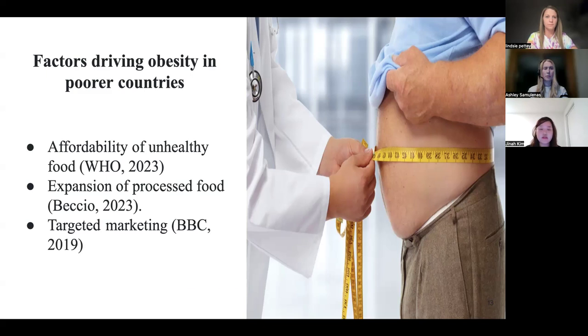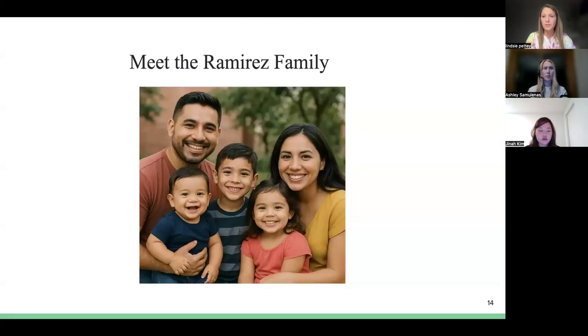Next slide, please. So in order to bring all of this together, we've put together a case study. Meet the Ramirez family. They live in a small rural town in southern Texas near the U.S.-Mexico border. Juan and Elena Ramirez are parents to 3 children. Luis is 7, Sophia is 4, and Mateo is 18 months. Juan works seasonally in agriculture, and Elena stays home with the children.